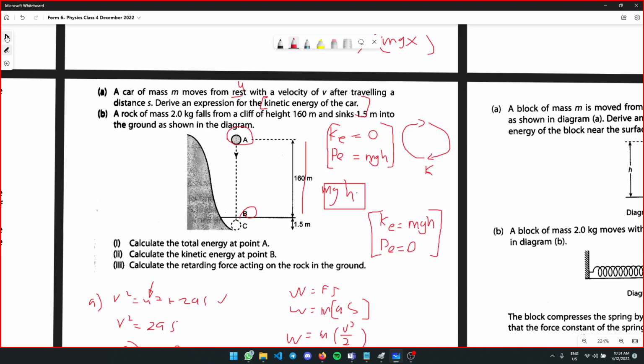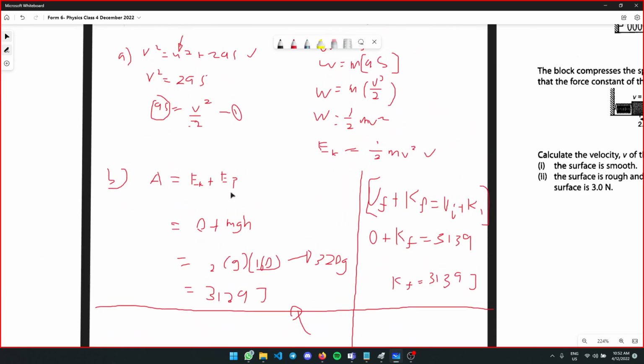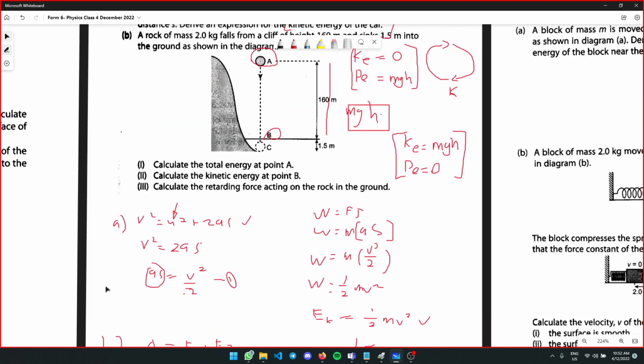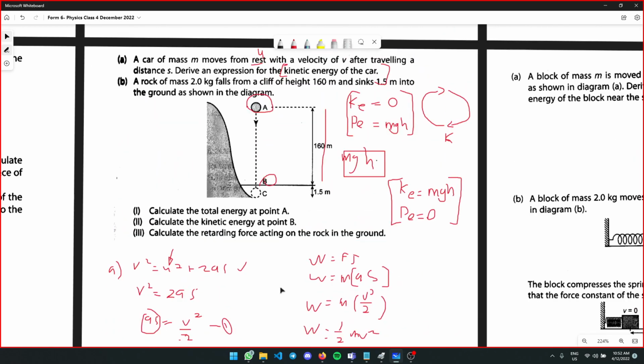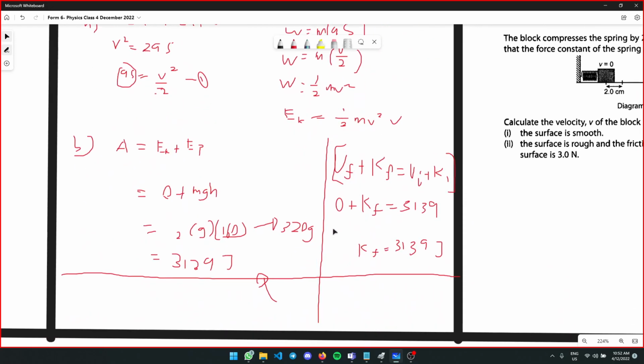This same logic applies to A1 and A2. Just now at point A, kinetic energy is zero and potential energy is maximum, A equals mgh, 3139. At the opposite point, when it stops at B, the potential energy is zero and kinetic energy is maximum. We already know A is 3139, so kinetic energy at the final point is also 3139.